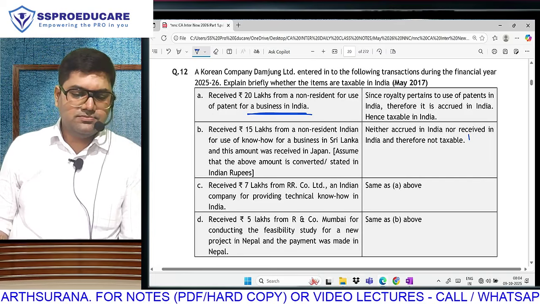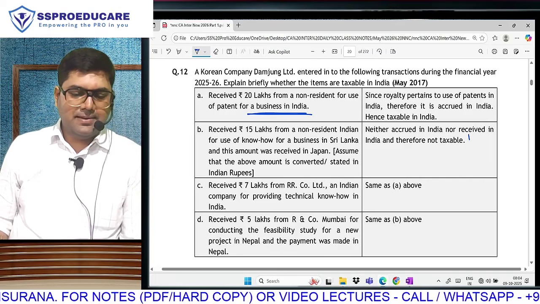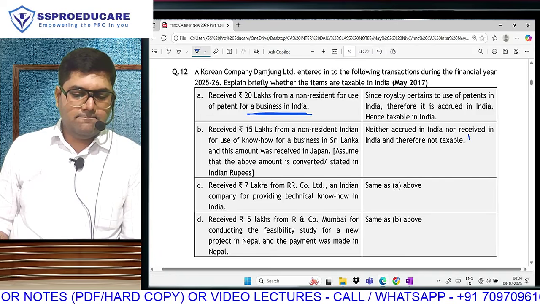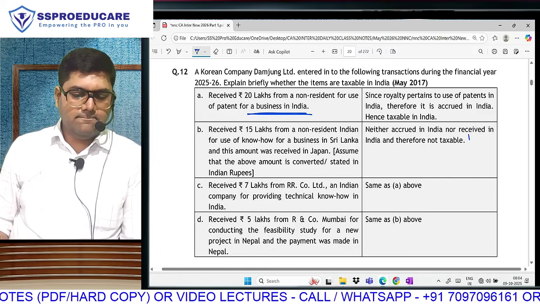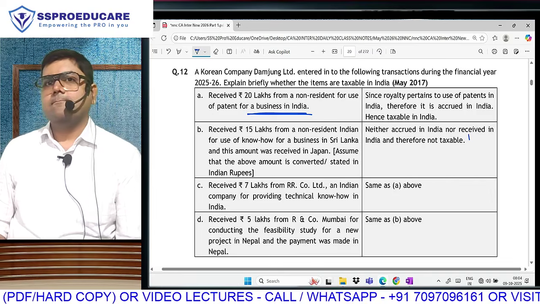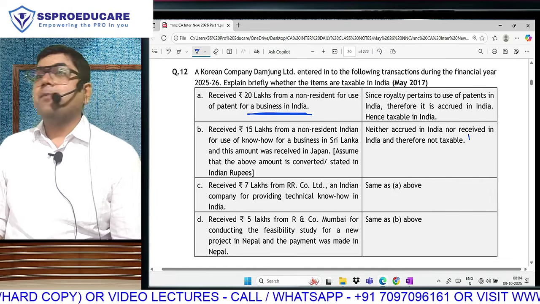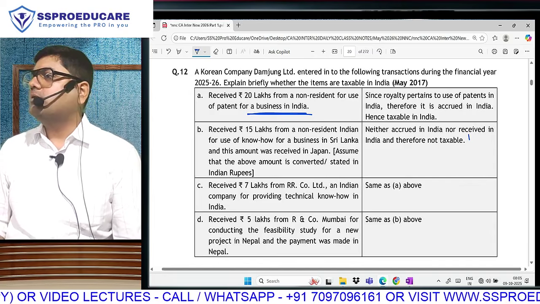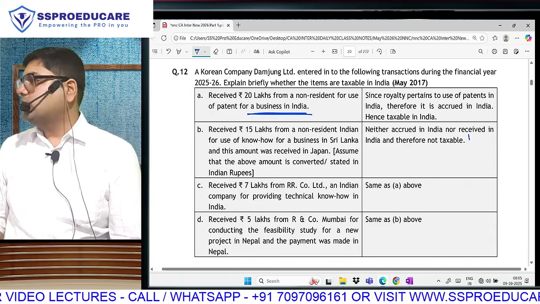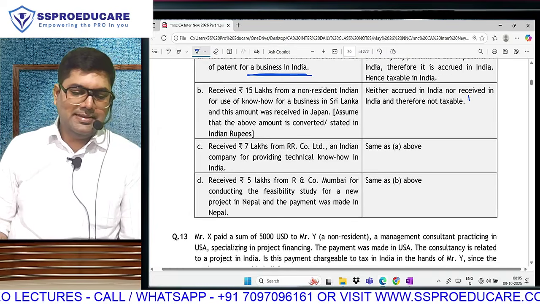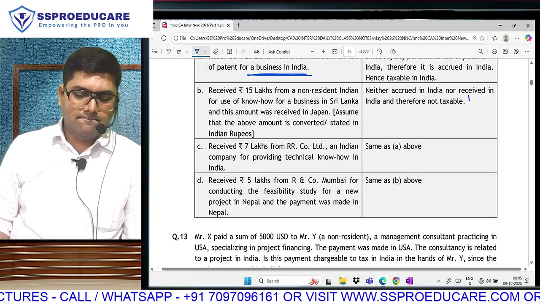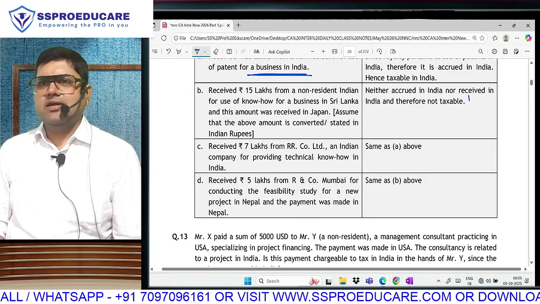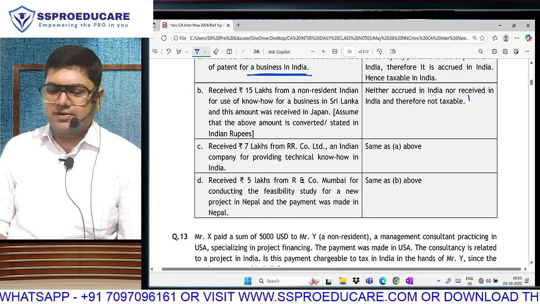Second, received rupees 15 lakhs from a non-resident Indian for use of know-how for a business in Sri Lanka, and this amount was received in Japan. Assume that the above amount is converted and stated in Indian rupees. Non-resident to non-resident, payment outside India, used outside India. That means this is Indian income or foreign income, and therefore for the non-resident it is not taxable. Third, received rupees 7 lakhs from RR company, an Indian company, for providing technical know-how in India. In India, therefore it will be Indian income, therefore it will be taxable.